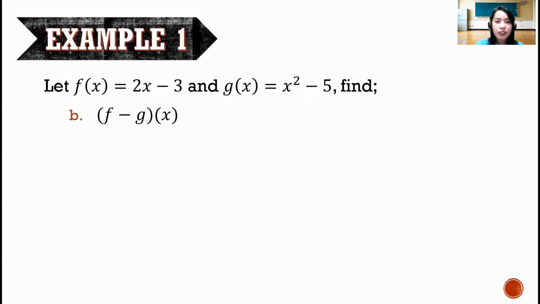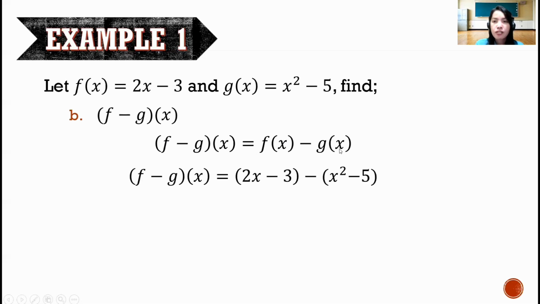Let's proceed to letter B. The given is f minus g of x. Same functions. From the definition, this symbol is equal to f of x minus g of x. Kung ano yung nakasulat na unang letter as the name of the function, yan yung uunahin mo din. And do not forget to copy the sign for subtraction. And then the second function is g of x.